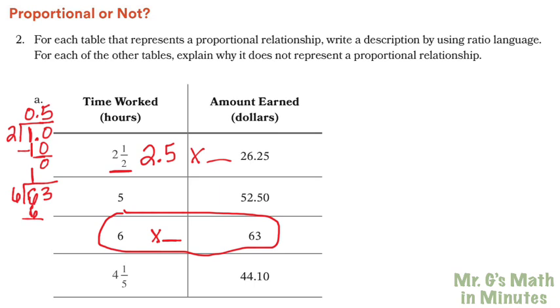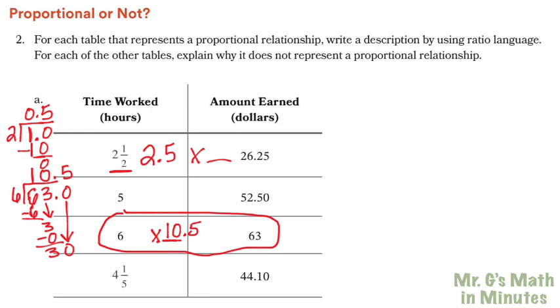We're going to bring our 3 down. 6 goes into 3 0 times, which leaves me with a remainder of 3 still. We had our decimal and our 0. The decimal goes up in our answer. The 0 comes down, and that's going to give me a 5. So we're looking at a constant of proportionality of 10.5.